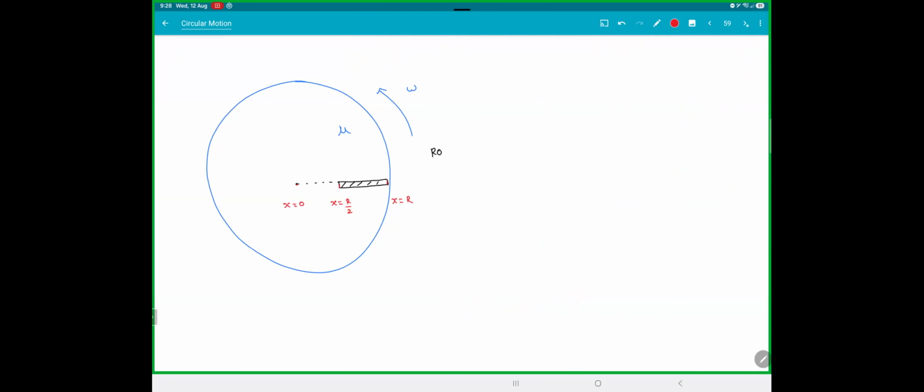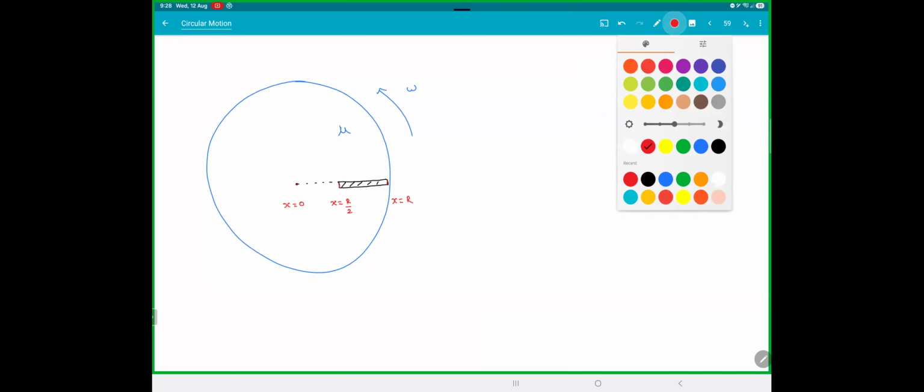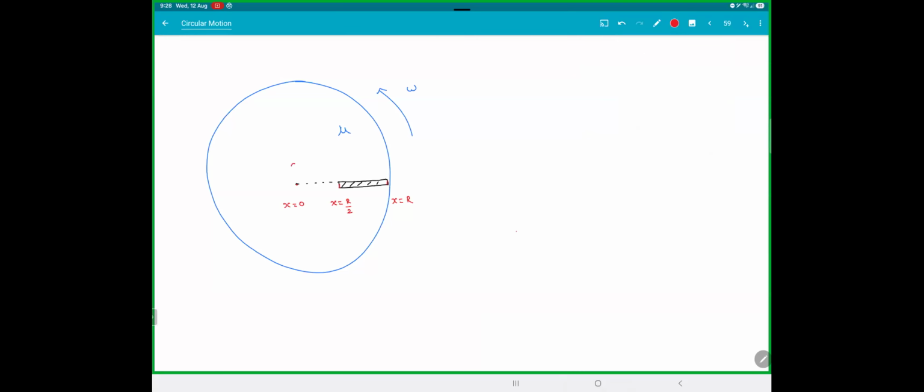Now you can do this in the ground frame also, but like I said, let the observer keep at the center. Now, if you ask him to solve the problem, this is what he will say. At a distance x from here, take a small piece dx. Let's try to draw the free body diagram for this small piece.